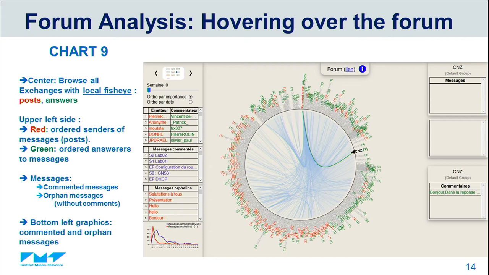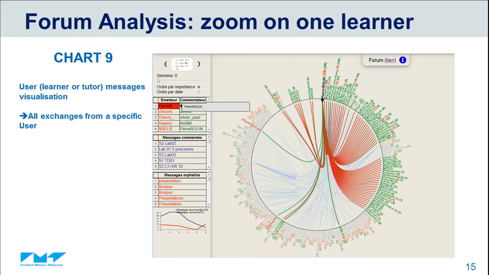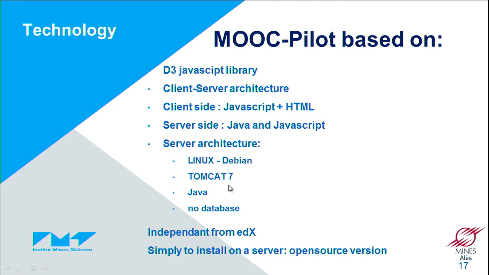So, for example, if I click on a specific person, on the upper left here, we see the senders of the messages, and they are listed by the number of messages they have sent. We can see in a graphic representation all the messages he has sent. Oh, sorry. Voilà.